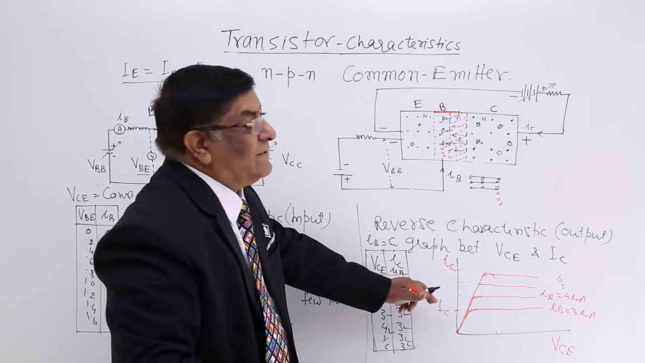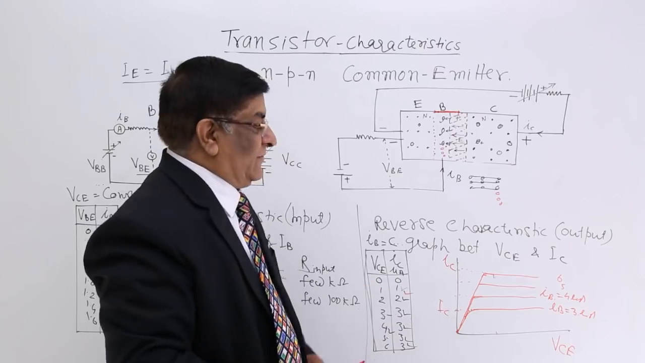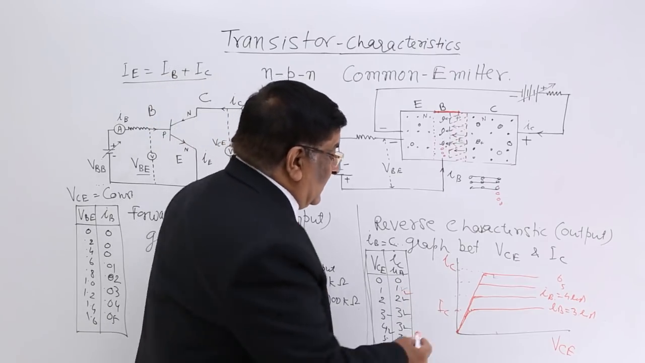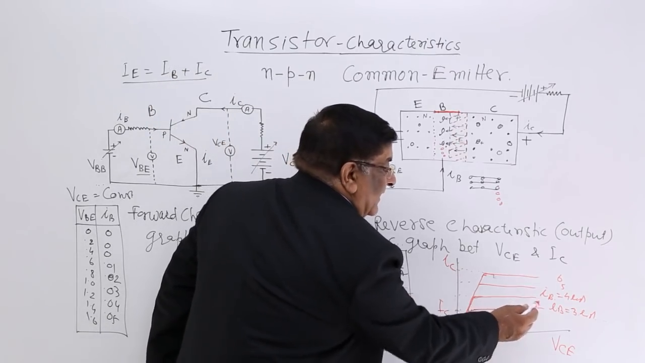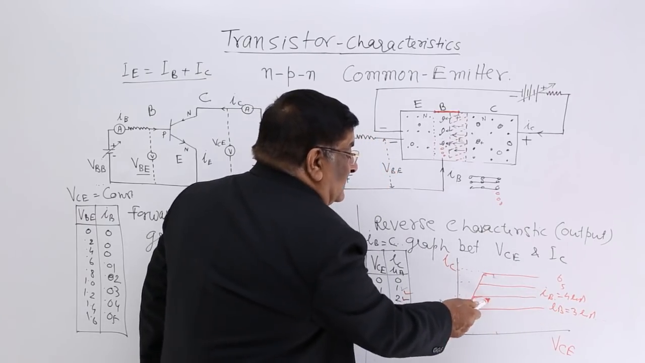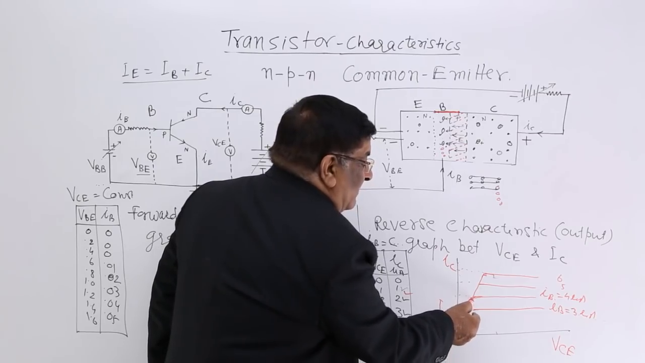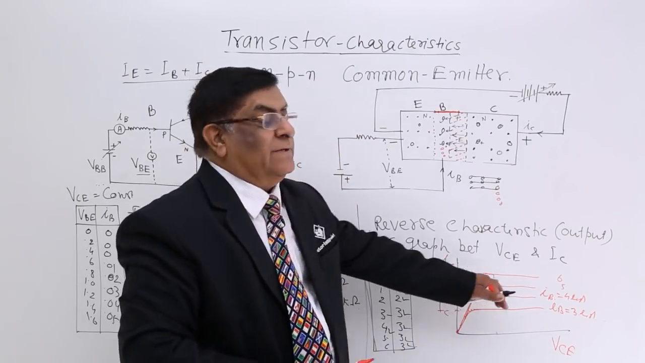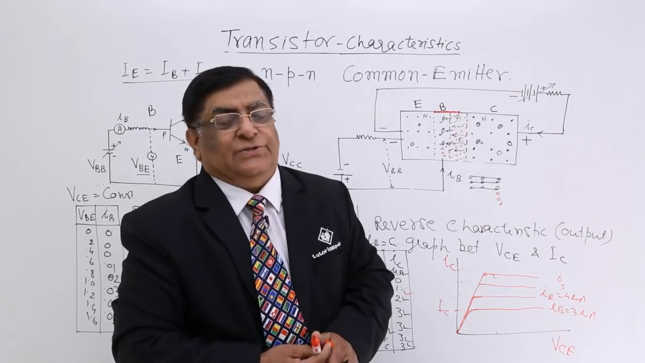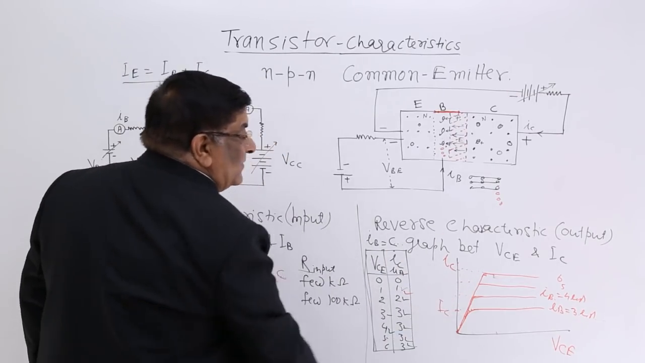This is the output characteristic. This is the graph for one characteristic, but if we change the value of IB, then the IC saturation current changes. Initially it will remain the same, the saturation will change, that is IC will change. So this is the input characteristic, this is the output characteristic.